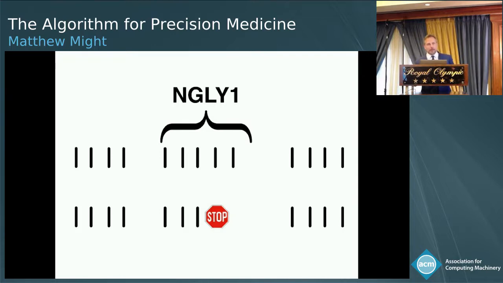And what we found is that Bertrand actually had two pretty glaring errors in his genome. A gene called NGLY1. He actually had two syntax errors. Not even just semantic errors, but literal syntax errors in the code.